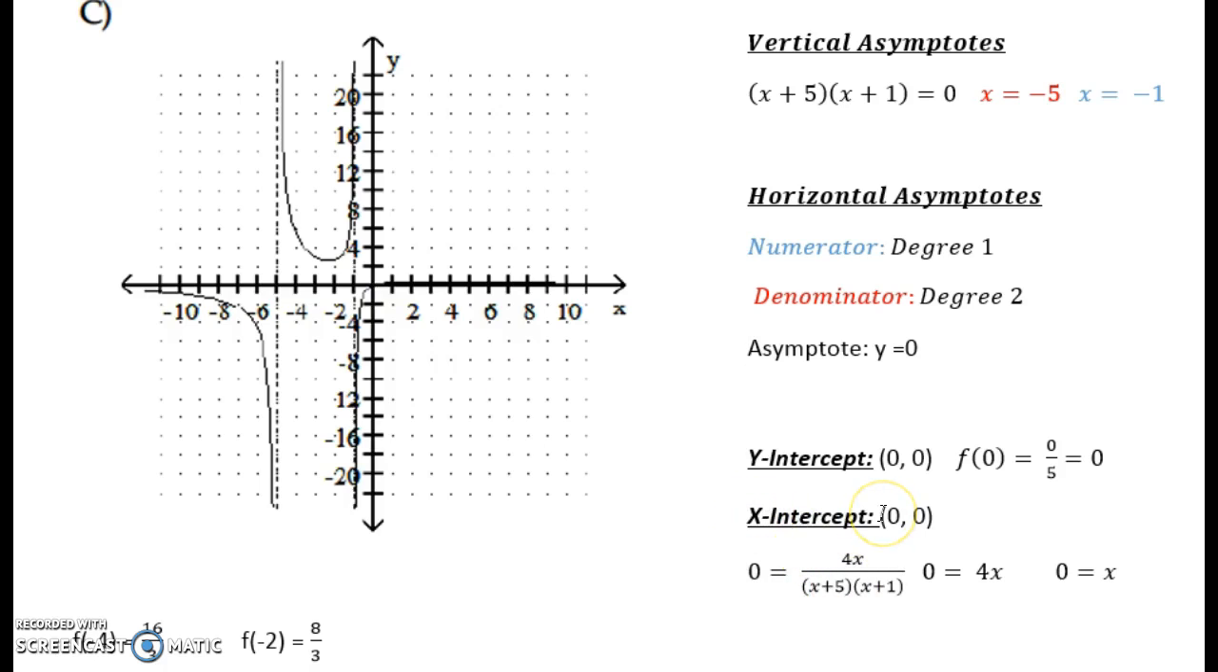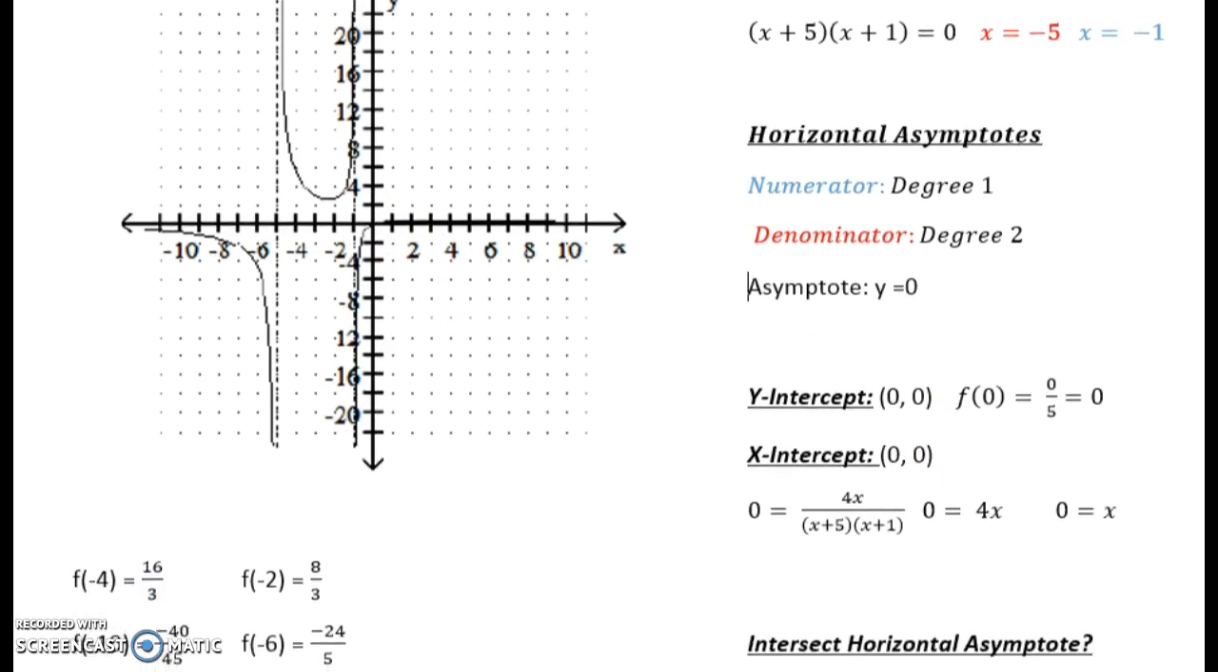For our x-intercept, we want to start off with y equal to 0. So 0 equals the function, and now let's solve for x. Multiply both sides by x plus 5 and by x plus 1. They'll cancel out over here. 0 multiplied by anything stays 0. So we basically multiply by the denominator, and we get to this step. And now divide both sides by 4. 0 stays the same, and we're just left with x. So we find our only x-intercept is also 0, 0.